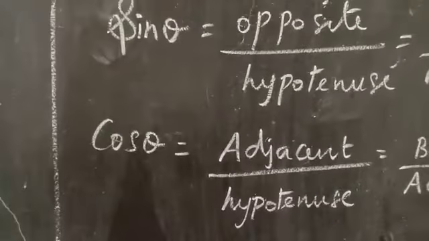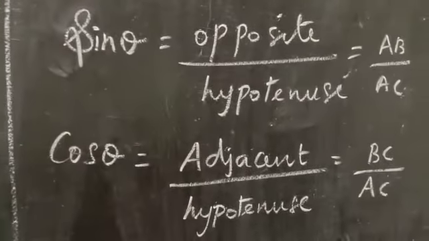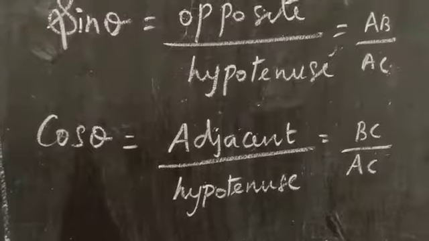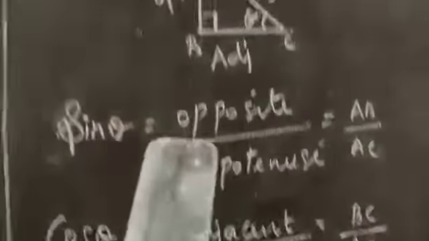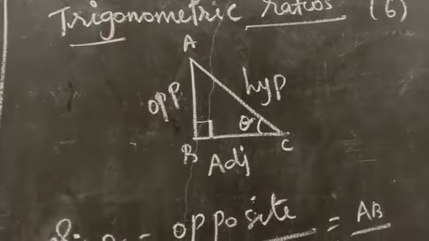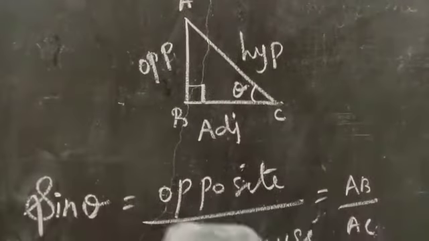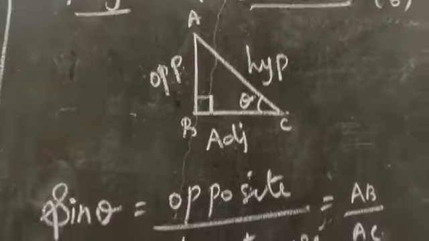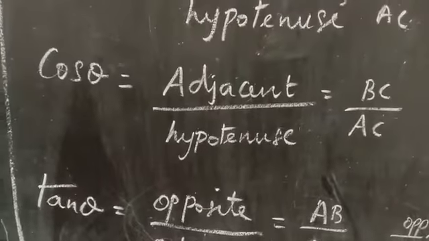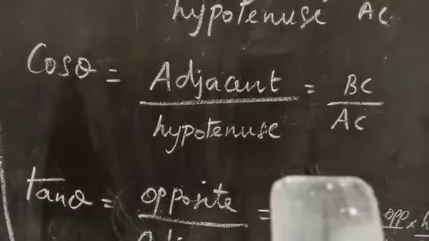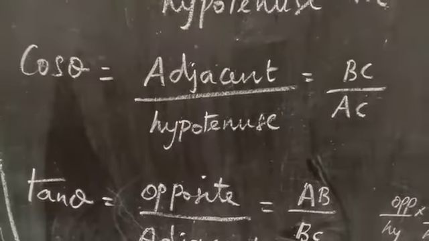Next, cos theta. Cos theta is equal to adjacent by hypotenuse. Which side is the adjacent of theta? BC, and the hypotenuse is AC. So cos theta is equal to adjacent by hypotenuse, which is BC by AC.